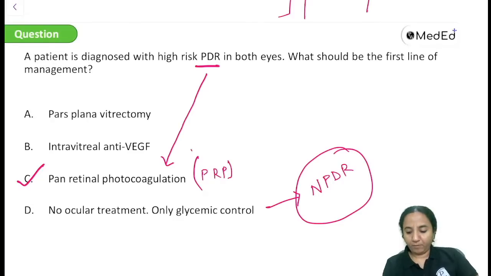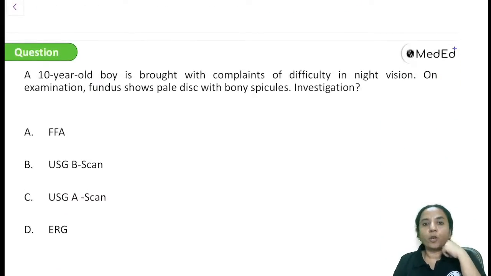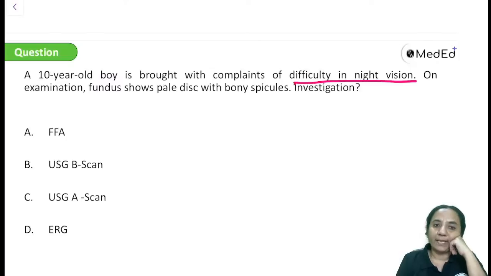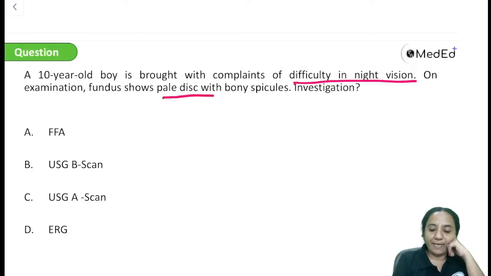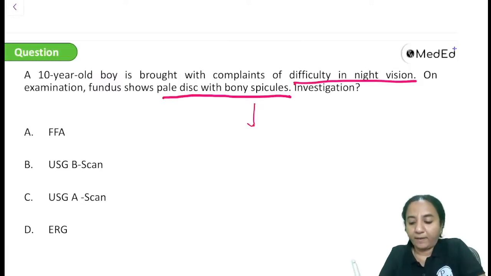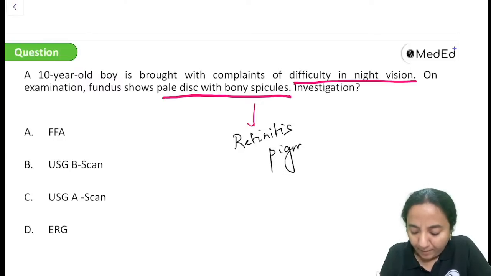Okay? Next question. A 10-year-old boy is brought with complaint of difficulty in night vision. So see, night blindness or nyctalopia. On examination, the fundus shows pale disc with bony spicules. So pale disc with bony spicules and night blindness together, this gives us a diagnosis of retinitis pigmentosa.